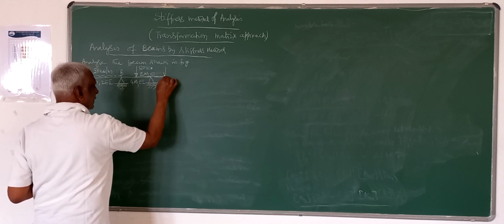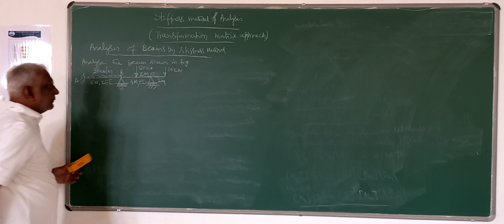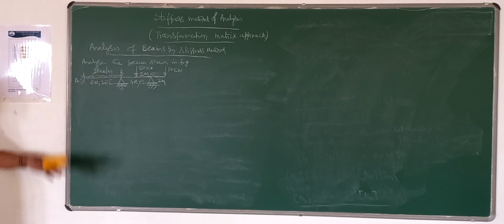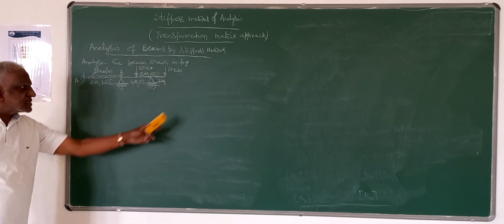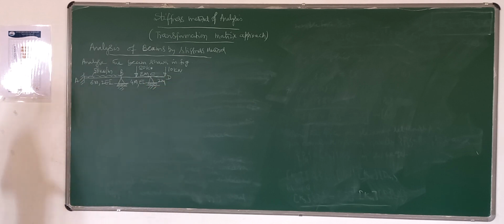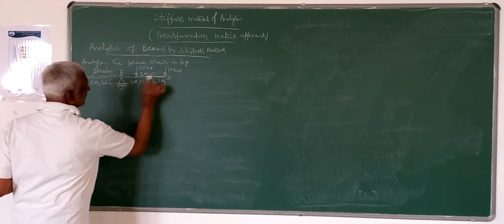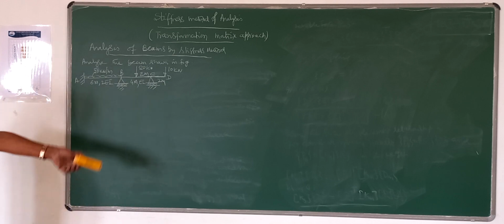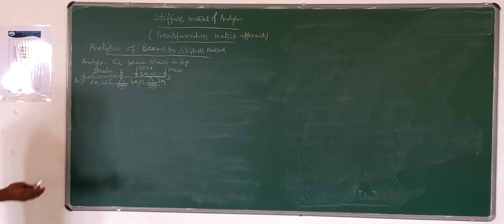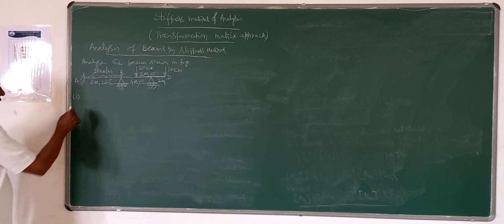So this is the problem which we worked even in the flexibility method, and the same problem I have taken here by this stiffness method. So let us analyze this beam by the stiffness method now. Already the same problem I have analyzed by the flexibility method. You can refer to your earlier board, and now we will analyze the same beam by this stiffness method procedure which I just explained. So the first step is element coordinates.